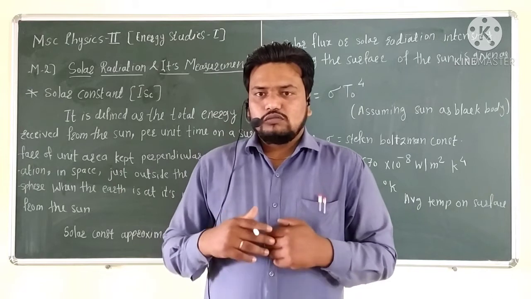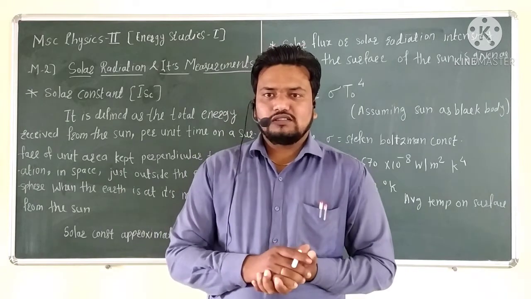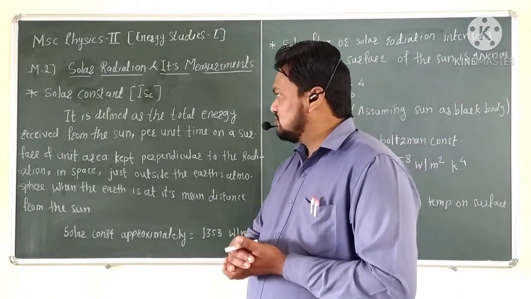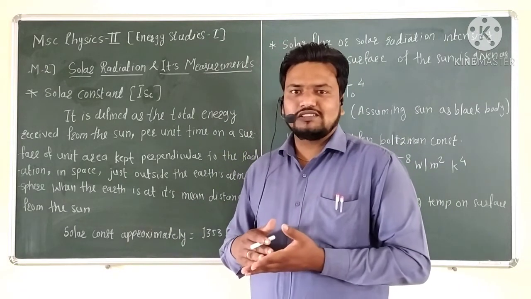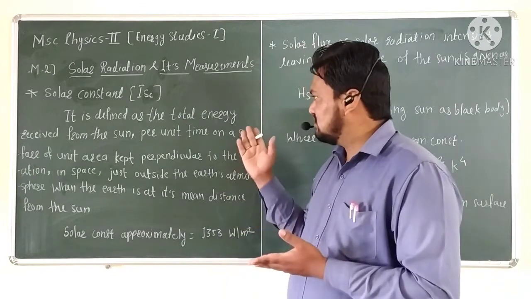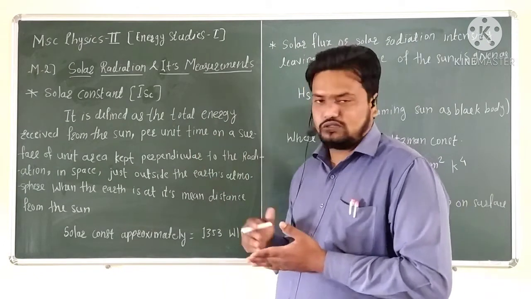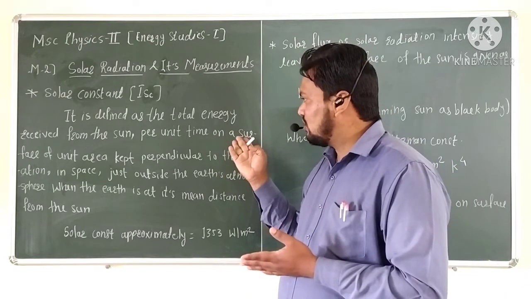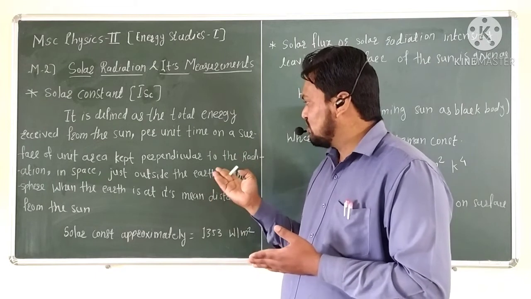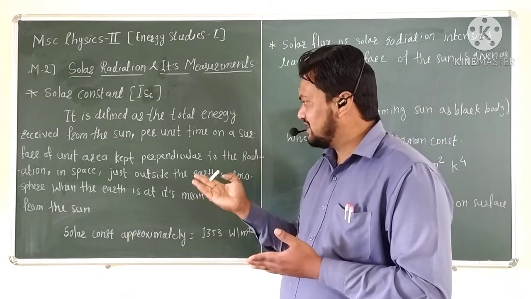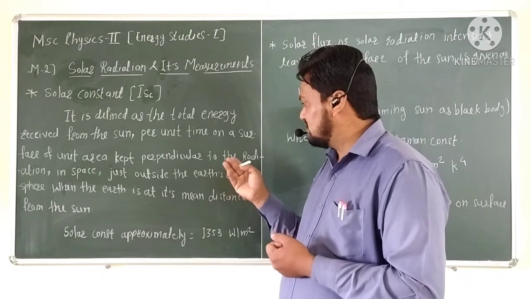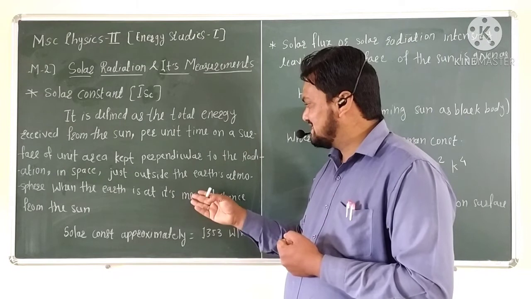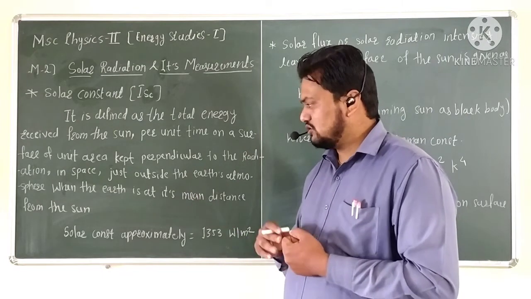So first of all, consider what is meant by the solar constant, which is denoted by ISC. The solar constant is nothing but the total energy received from the sun per unit time on a surface of unit area which is perpendicular to the radiation, in space just outside the earth's atmosphere, when the earth is at its mean distance from the sun.